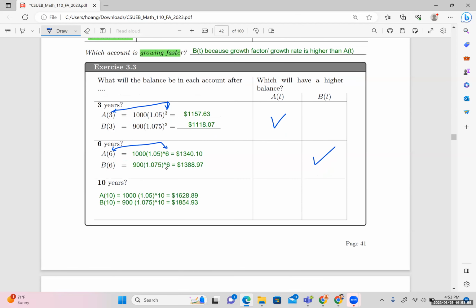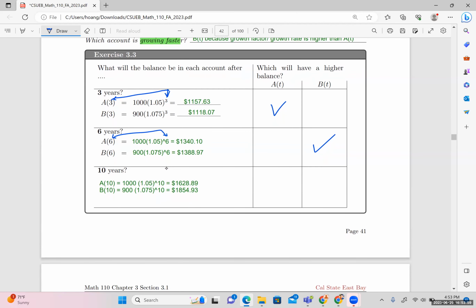And the last one, for 10 years, you will also change the input to be 10, and company A will be 1,628.98 and B will be 1,854.93. So this is much higher than A after 10 years.